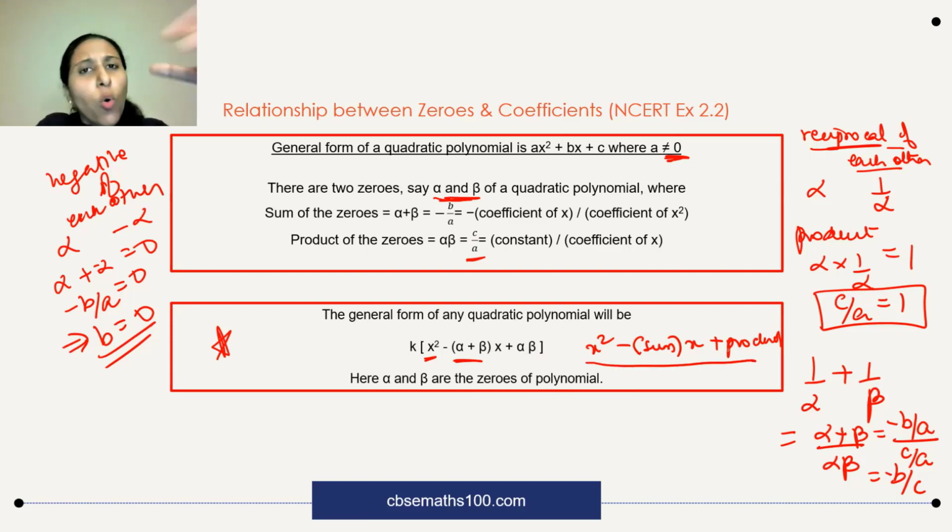And this is not the only polynomial which will have zeros as alpha and beta. There'll be infinite polynomials which has the same zeros, because I can multiply this with any constant. This multiplied by any constant, each and every term multiplied by any constant will have the same zeros only. That's why this k has been put outside. Okay, so be careful about that.